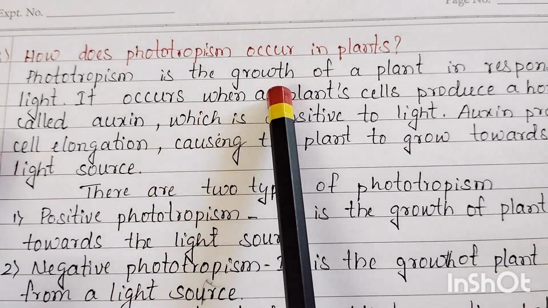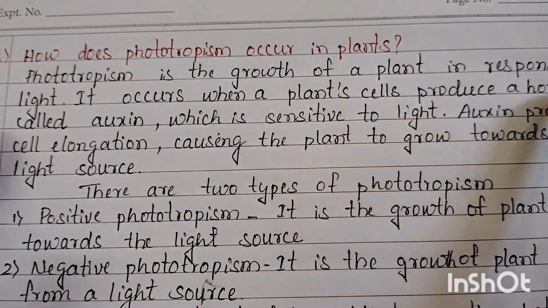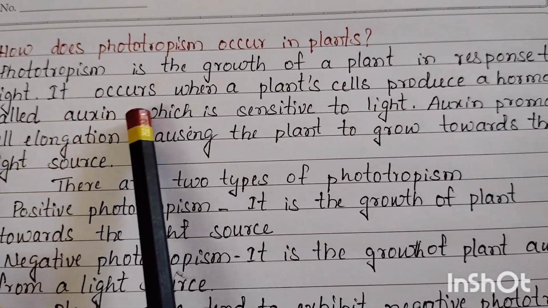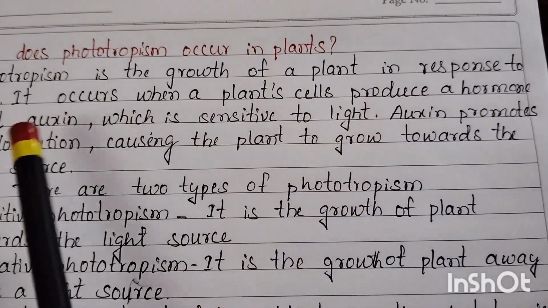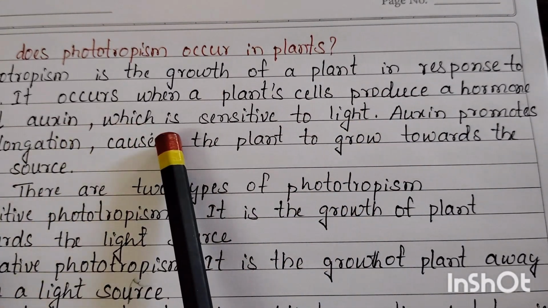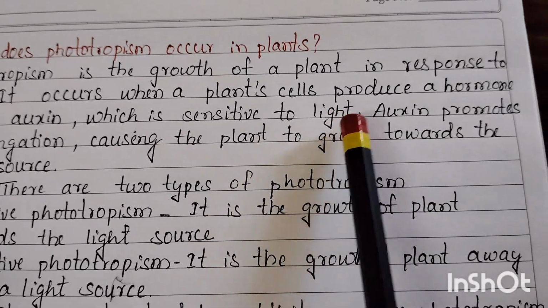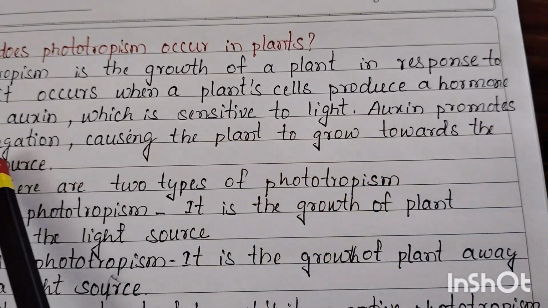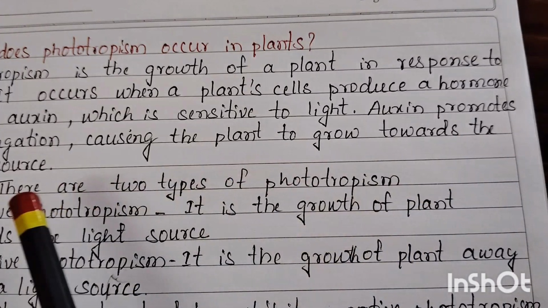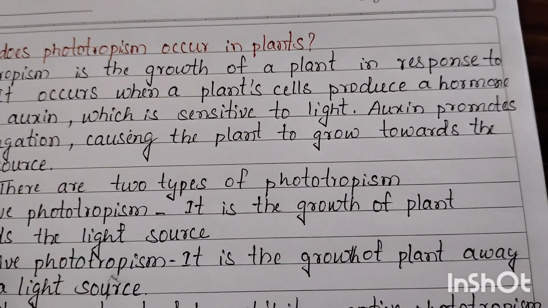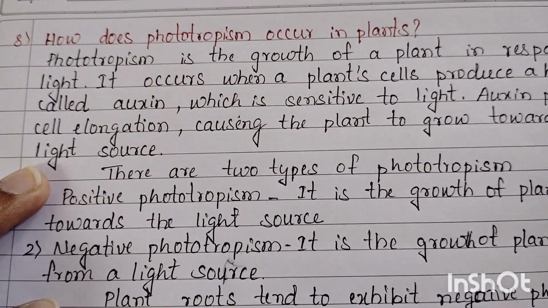Phototropism is the growth of a plant in response to light. It occurs when a plant cell produces a hormone called auxin, which is sensitive to light. Auxin promotes cell elongation and the plants grow towards the light source. It's called phototropism.